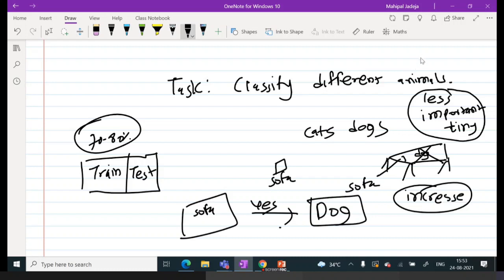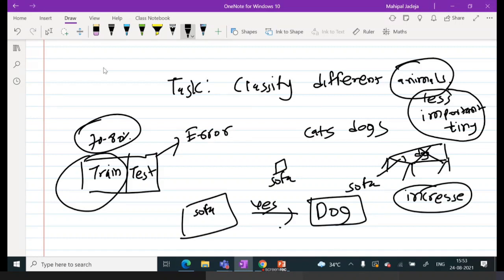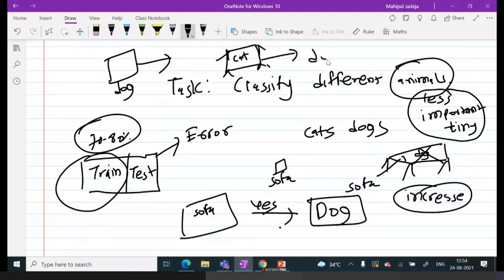What was our problem statement? Our problem statement was to recognize different animals, not to recognize a sofa. But now the system is focusing on the sofa, right? So in training it will work, but at the time of test, you will see a drastic increase in error, because it may be possible that in the test case there is a separate image of a dog without a sofa, or now you have an image of a cat which is sitting on a sofa, and your system will say it's a dog, right?